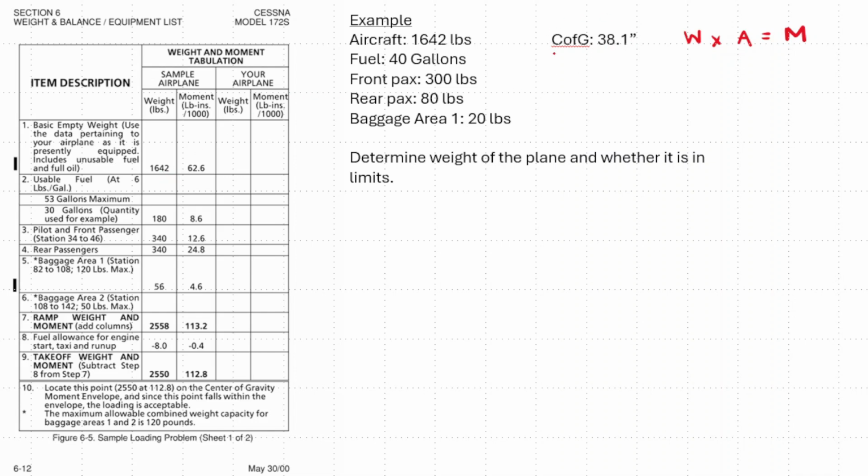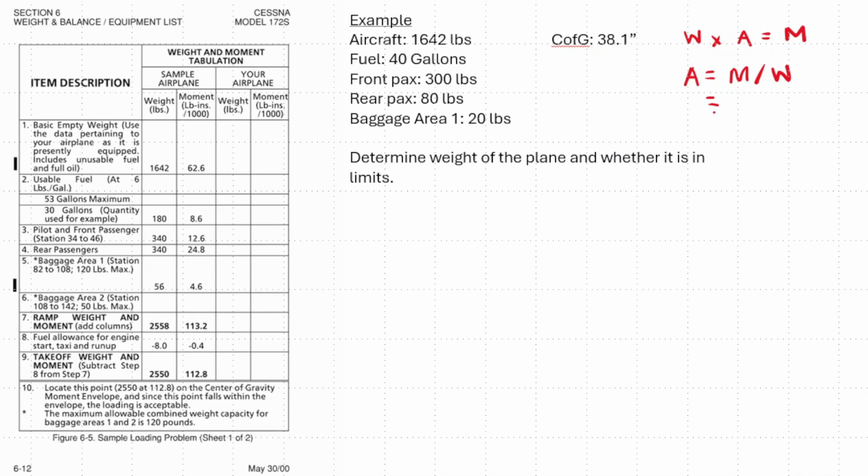Now, I also wrote the C of G here just because I want you to know how to find the arm given the weight and the moment. It's pretty important and it's going to be used a lot throughout your weight and balance. So let's just go through this really quickly. We know that our weight is 1642, okay? And we know our formula here that weight times arm equals moment, okay? But in order to find the arm, we need to rearrange that equation. So in that case, we know that the arm would be equal to the moment divided by the weight.